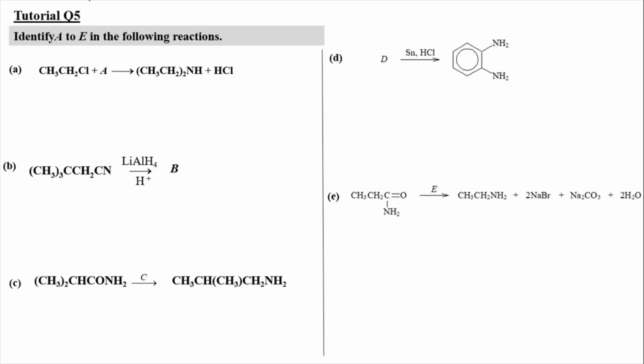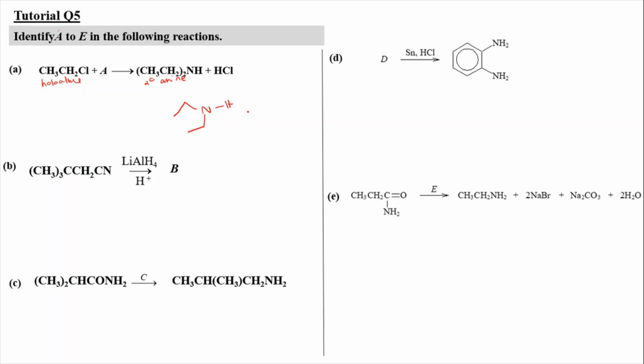So for tutorial question 5, we have to identify A to E in the following reaction. For the structure of A, we have CH3CH2Cl reacting with A in order to produce CH3CH2 bracket 2 NH plus HCl. Okay, so here you have a haloalkane and here you have a secondary amine. The secondary amine is going to look something like this: an ethyl group and an ethyl group here.